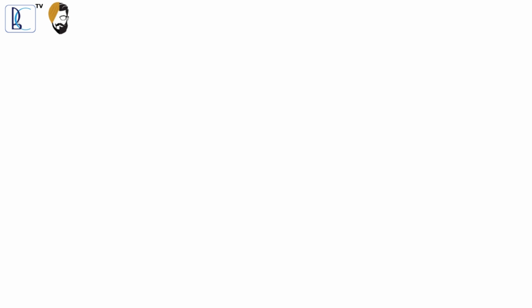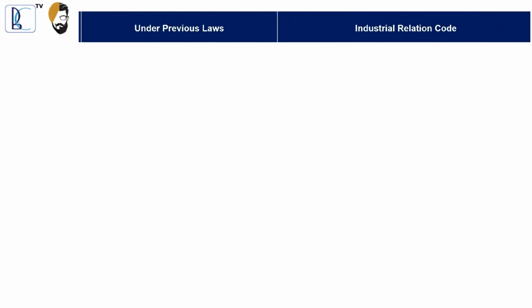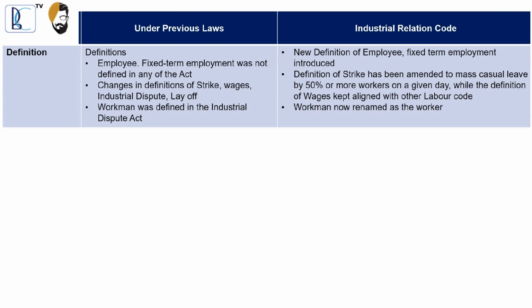Comparison between previous laws and the Industrial Relations Code. Definitions: fixed-term employment was not defined in any of the Acts. There are changes in the definitions of strike, wages and industrial dispute. Layoff workman was defined in the Industrial Disputes Act. Now a new definition of employee and fixed-term employment is introduced. The definition of strike has been amended to include mass casual leave by 50% or more workers on a given day, while the definition of wages is kept aligned with the other labor codes. Workman is now renamed as worker.